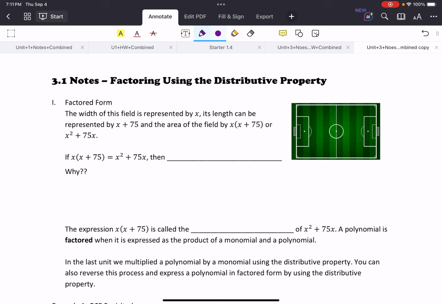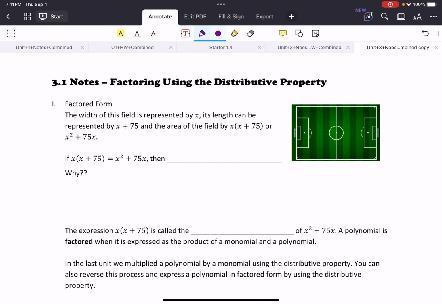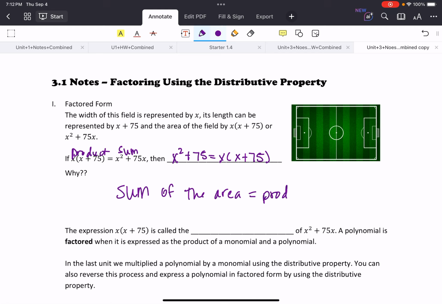So what we have is the product right here. Remember the product of the area? And then this is the sum of the area. Well, we can write them equal to each other in any order. It helps us know that we can go back and forth between the sum and the product of the areas. And the reason we can do that is because the sum of the area is always equal to the product of the area. They're just written in different forms.